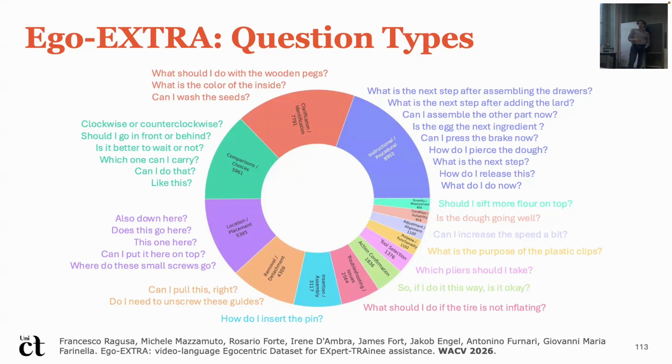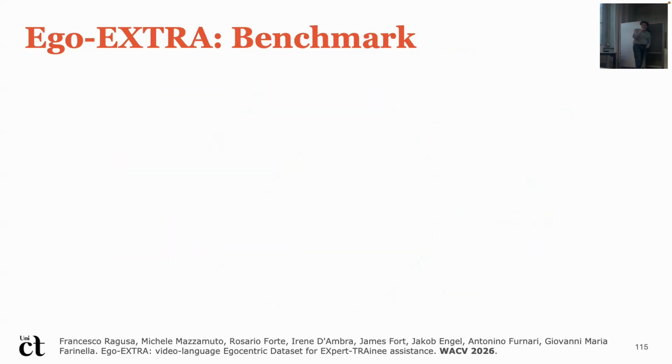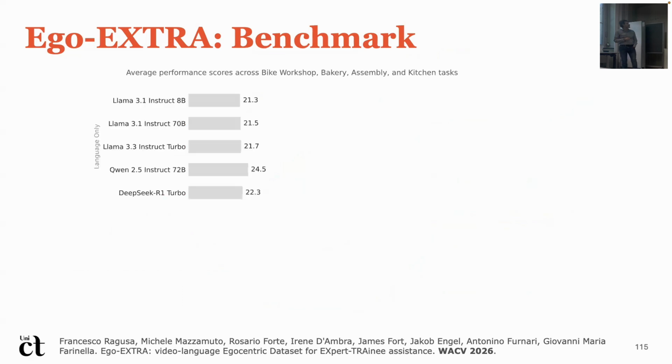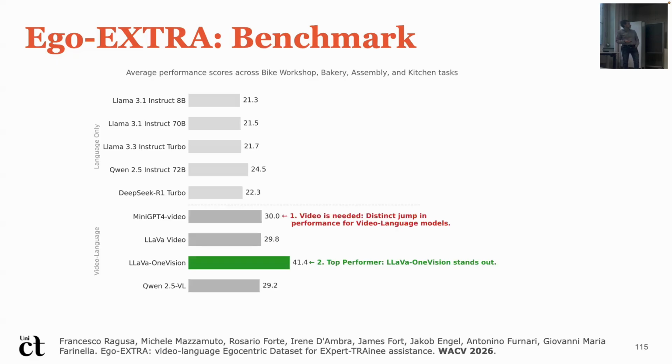So we capture a very different distribution, and then we benchmark state-of-the-art models. We benchmark language-only models, and of course they are performing randomly. This is expected because they are not seeing the video, and we only consider grounded questions. And then we checked for video language models. What we see is that any model with the video is performing better, so video is needed, and there is a jump in performance. The top performer at the time, this was some time ago, was LLaVA-OneVision.